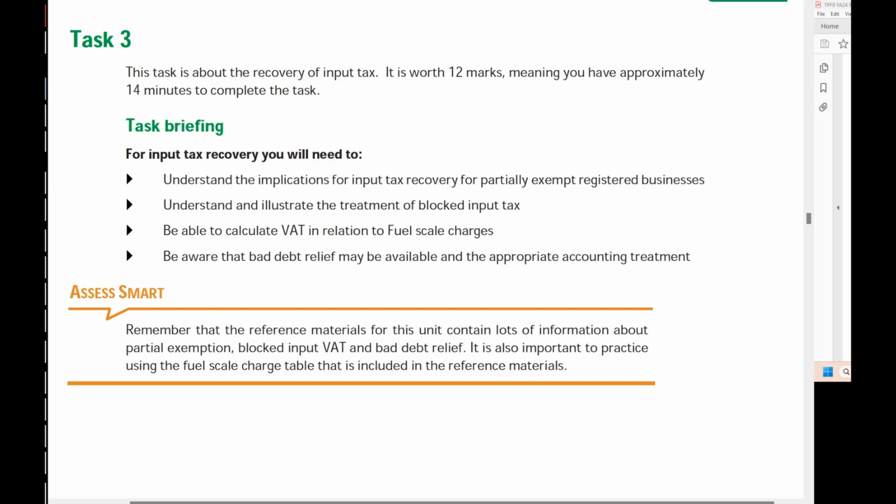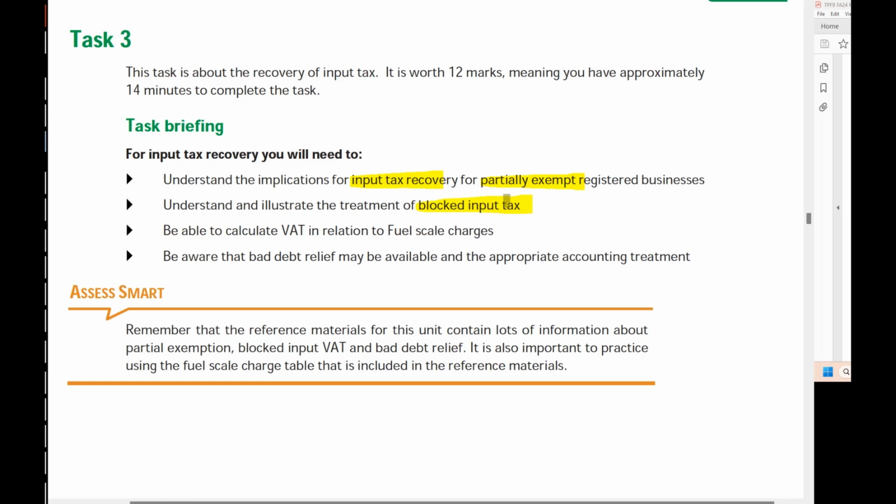So what do we need to know about input tax? We need to understand when and when not we can recover input tax. When can we reclaim it from HMRC? So we're going to look at input tax recovery, in particular for partially exempt businesses. We're going to understand blocked input tax, so certain things that we might spend our money on, where HMRC basically just say, you can spend as much money as you want on that item, but you can't have any VAT reclaimed on it. We're going to discuss fuel scale charges, and we're going to talk about bad debt relief.